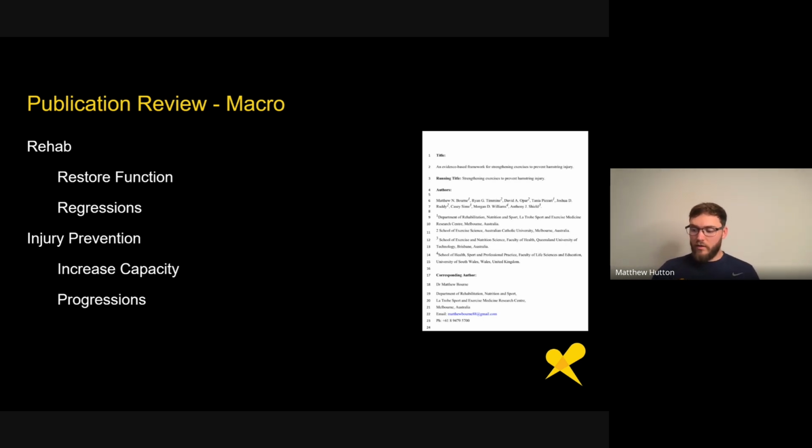The two most commonly cited exercises for the injury prevention group were the Nordic exercise, the Nordic hamstring curl, and this is not new. People have been bragging up this exercise for quite a long time. And the eccentric portion of the flywheel exercise.